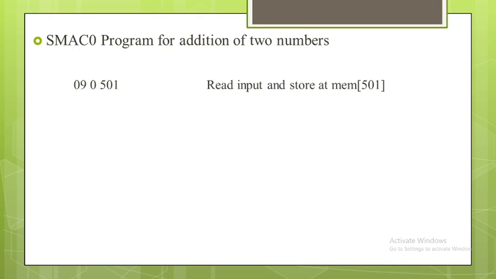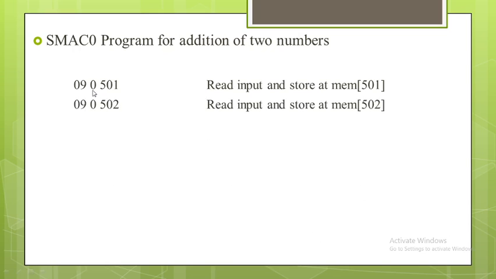Now here we will see a sample SMAC 0 program for the addition of two numbers. Basically we have to perform a sequence of instructions. First of all, we will read the value from the keyboard. For this, the instruction is 09, meaning I want to read the value from the keyboard and store it into memory address 501. Here operand 1 will always be 0.